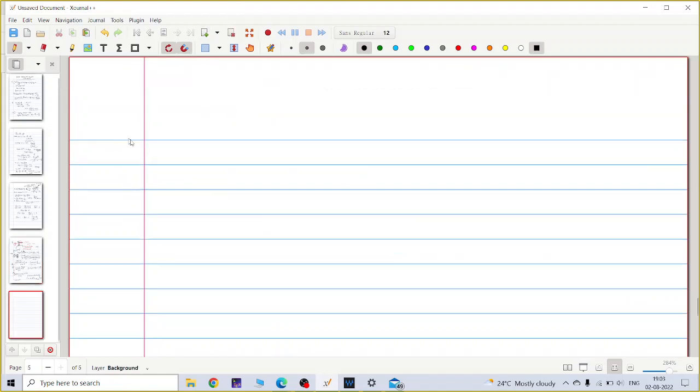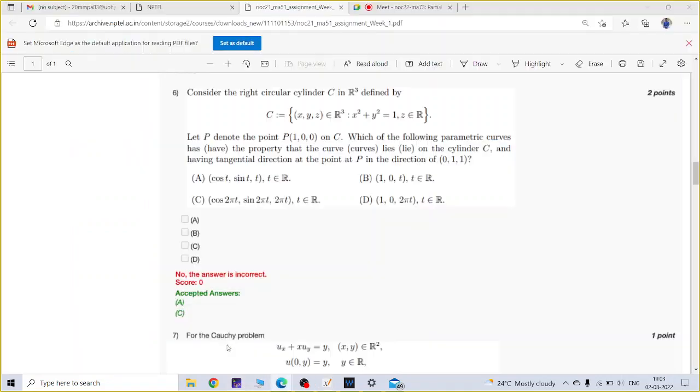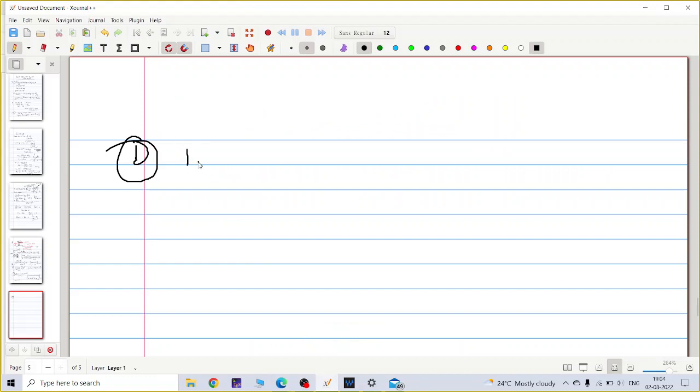Moving to the next page. Option D is what? Option D is 1, 0, 2 pi t. First you have to check for which t the point P is occurring. P point is 1 0 0. So t is equal to 0.